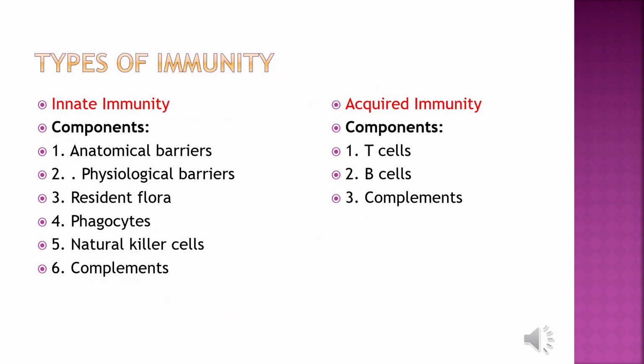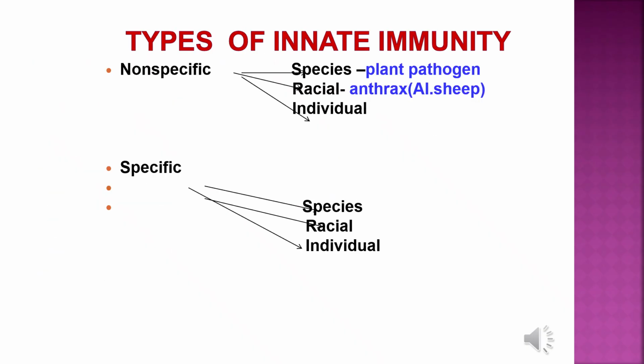So now, what are the components of innate immunity? This we'll see in detail. So anatomical barriers, physiological barriers, then resident flora, phagocytes, natural killer cells, and complements present in blood. And the components of the acquired immunity, they are T cells, B cells, and complements. So now, this we already saw. Types of immunity, innate immunity is non-specific, and then it is divided into species, racial, and individual. And again, specific immunity, it is divided into species, racial, and individual.